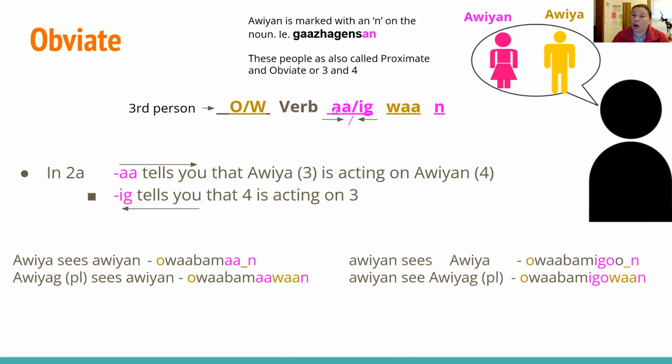And in step 2, all we're thinking about is the third person who is, we put the O here for them. Are they doing to the fourth person, or is a fourth person doing the verb to the third person who's marked here? So I put little arrows to help you remember which is which. If it's third doing to fourth, ig if it's going the other way. So if we look at our two people here, o wabama, o wabamig. And that's all we're going to do in this step.